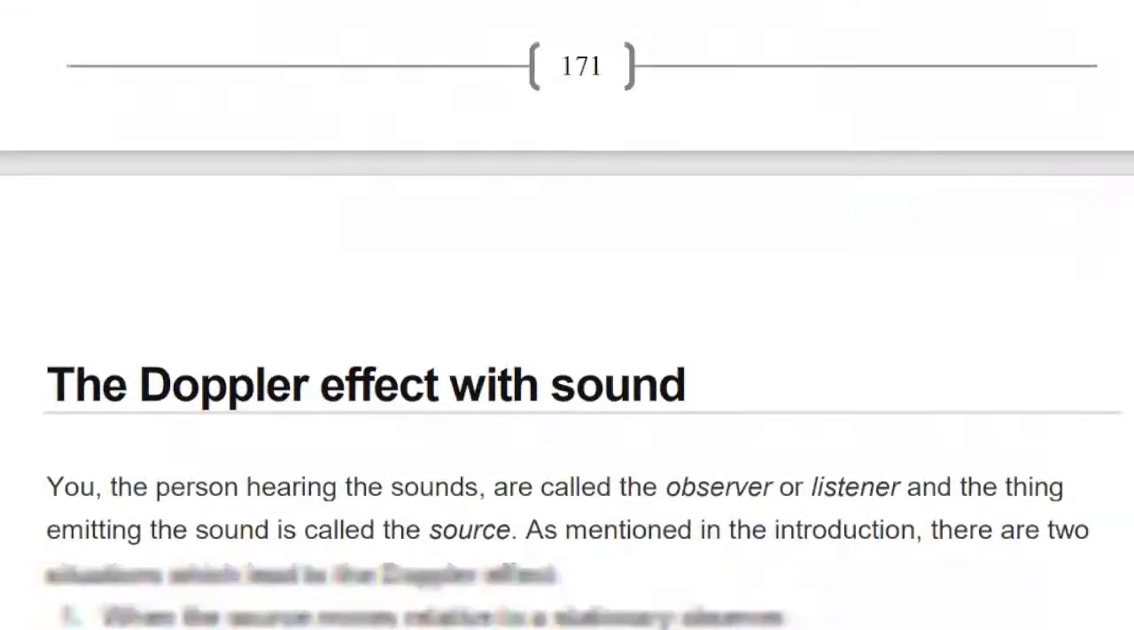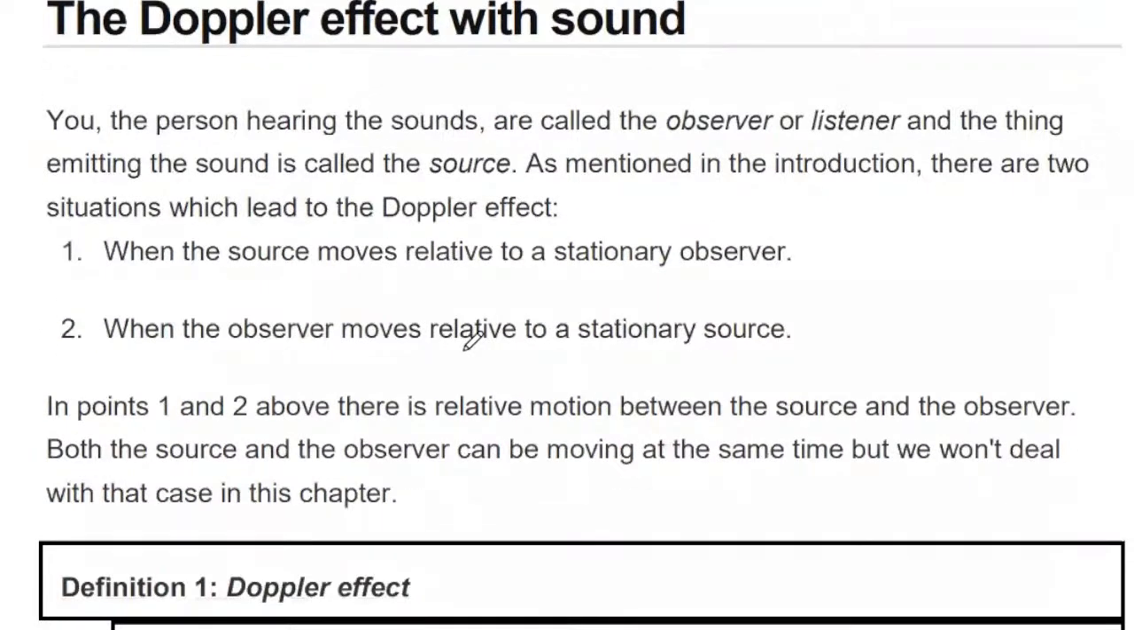Then we are saying that with the Doppler effect with sound, you, the person that is hearing the sound, are called the observer or the listener. In my explanations, in most cases, I will interchange observer and listener. And then the thing that is emitting the sound is going to be called the source. You are going to be the observer or the listener, and the sound source, where the sound is coming from, is going to be our source.